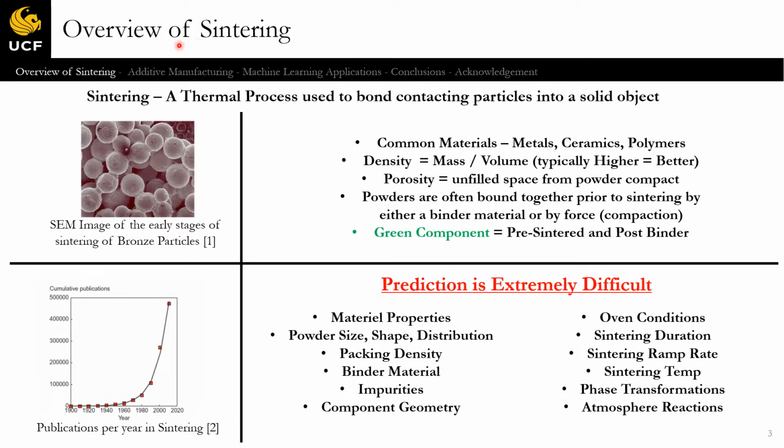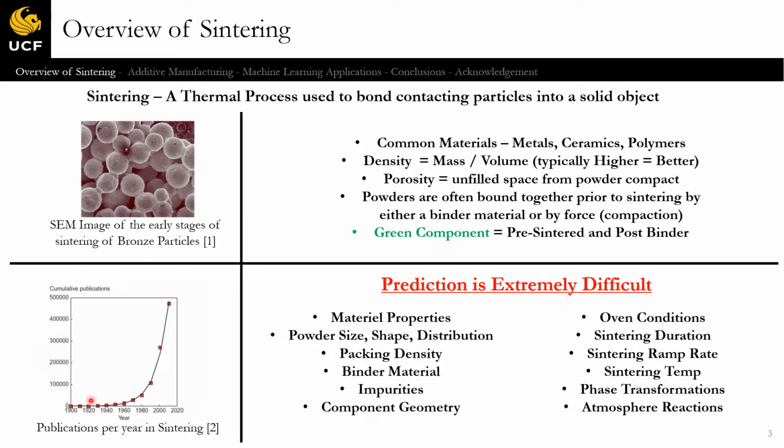Okay, so this slide will give us a quick overview of sintering. Sintering is a thermal process used to bond contacting particles into a solid object. Here we have an SEM of the early stages of bronze particle sintering. We can see them beginning to neck. That means the particles are starting to kind of merge together.